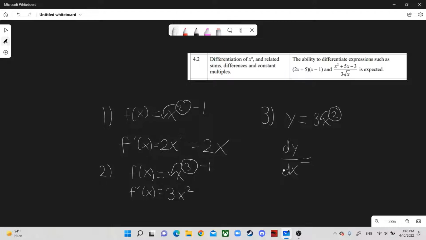But now there's already a number in front, so what do we do? Well, we just multiply the numbers. So now we get 3 times 2 instead of just 2, because the 3 is already in the front. And then leave the x there, minus 1 from the power. So 3 times 2 is 6. x to the first power is just x. So we just get 6x. So it's pretty straightforward differentiation.